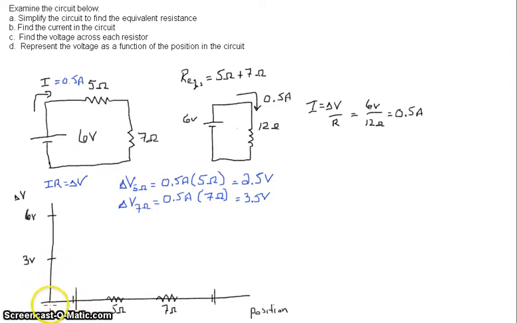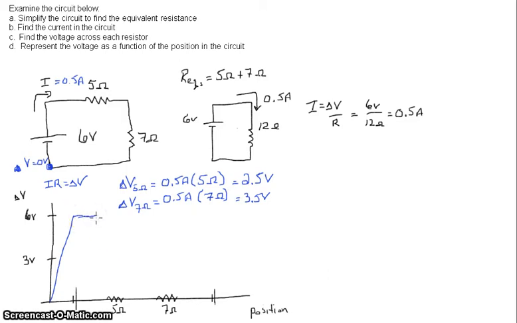Alright, now for the graph here. So if we look at this, if we start in the left hand corner here, and we say that at this point V is equal to 0 volts. As we go from the negative side of the battery to the positive side of the battery, our graph's going to spike up across here to be 6 volts.